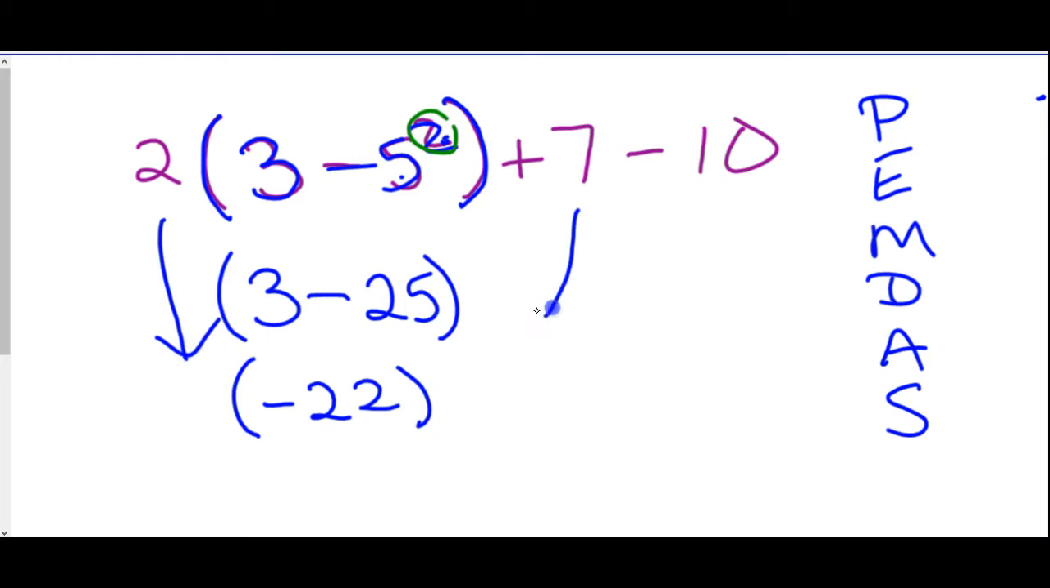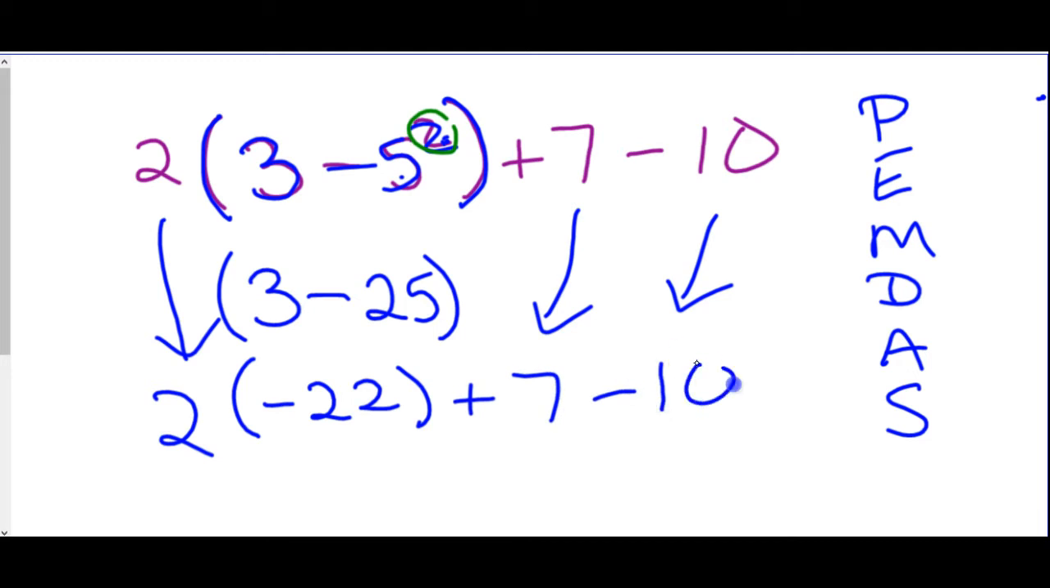Now everything else that we've been kind of ignoring isn't gone. We still have them as part of the problem. So now we've got to start back at the top. Parentheses. Well, yes, there are parentheses, but there's only one number inside now. There's nothing to do inside the parentheses. So now, these parentheses are actually considered multiplication. 2 times negative 22.